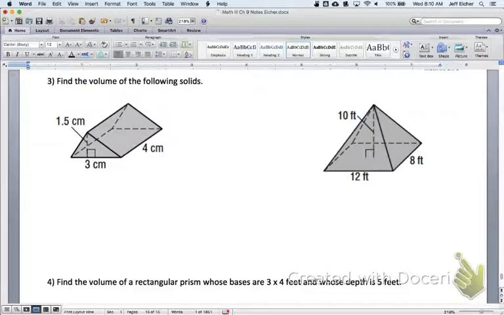Volume of the pyramid. So for a pyramid, the volume is 1/3, and that 1/3 is probably the most common part that would be forgotten. It's 1/3 the area of the base times the height of the pyramid. The height of the pyramid is given. The height of the pyramid is 10. Now we just need the area of the base.